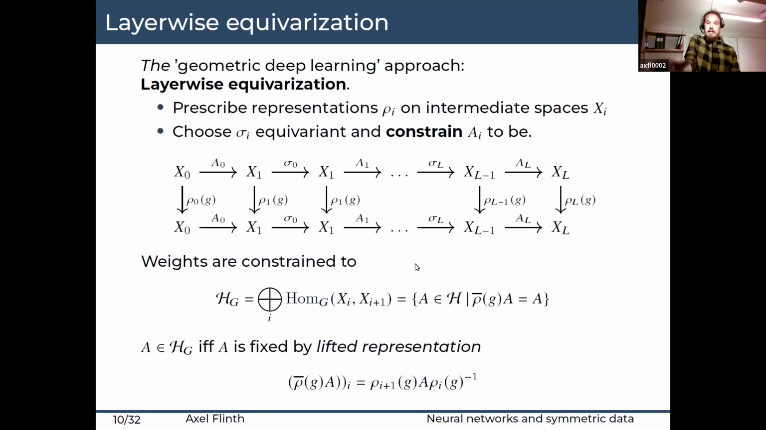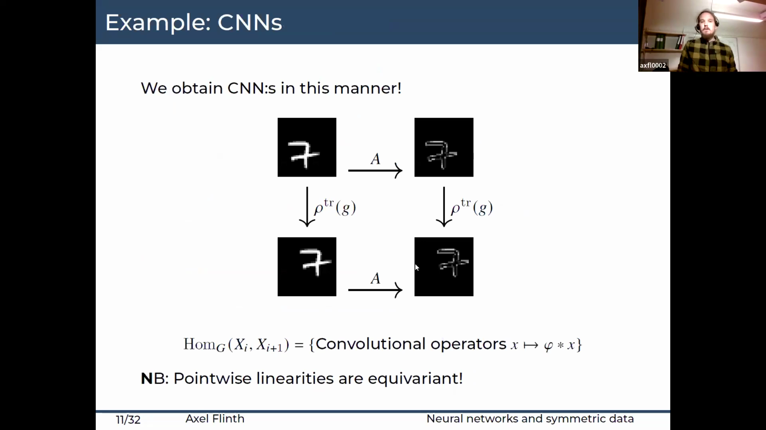This is the natural way to define it. It's really the map that does the same thing as first undoing the transformation, then applying the original map, and then rotating it back, so to say. This is a natural thing to do, and this is something that people also do.